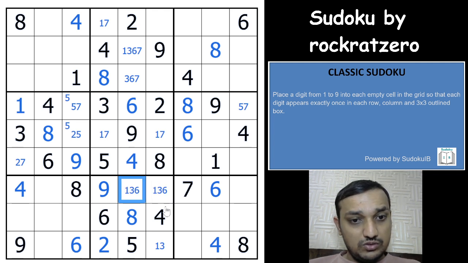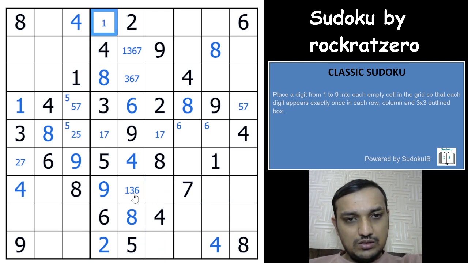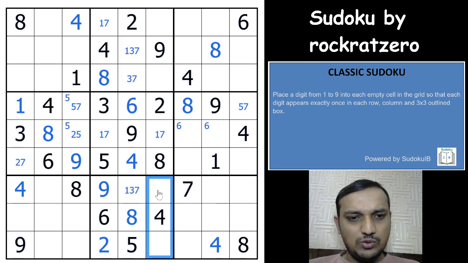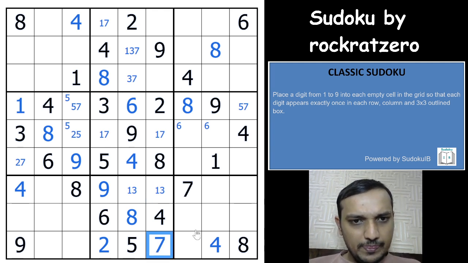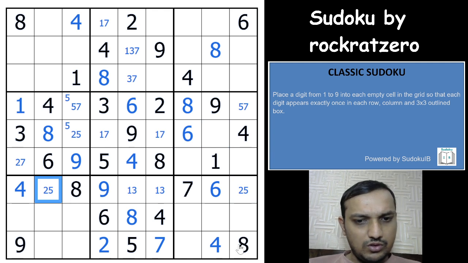No, I'm sorry, it's 1, 3, 7. What am I doing? That is 1, 3 and 7, not 6. We already got a 6 here, so 6 is removed from these cells. So it's 1, 3, 7. You cannot have a 7 here, you cannot have a 7 here, so that is 1, 3. And then you get a 7 here. Amazing. Okay. You get a 6 here and a 6 here. This is a 2, 5 pair here in this row.